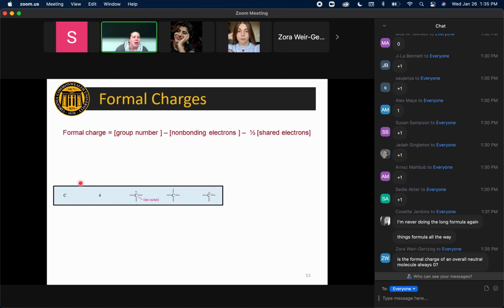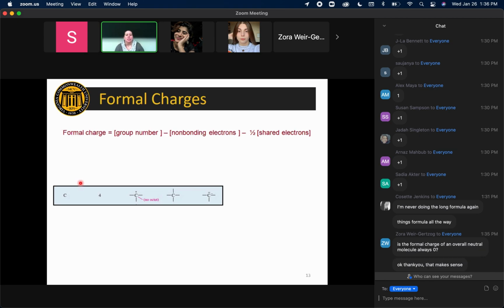Someone has asked in the chat box, is the formal charge of an overall neutral molecule always 0? So we're going to get into some terminology for me to answer that question. Formal charges are associated with specific atoms within a molecule. So you can't actually ask about the formal charge of a molecule. You can ask about the overall charge of a molecule. But the term formal charge is associated just with a particular atom.